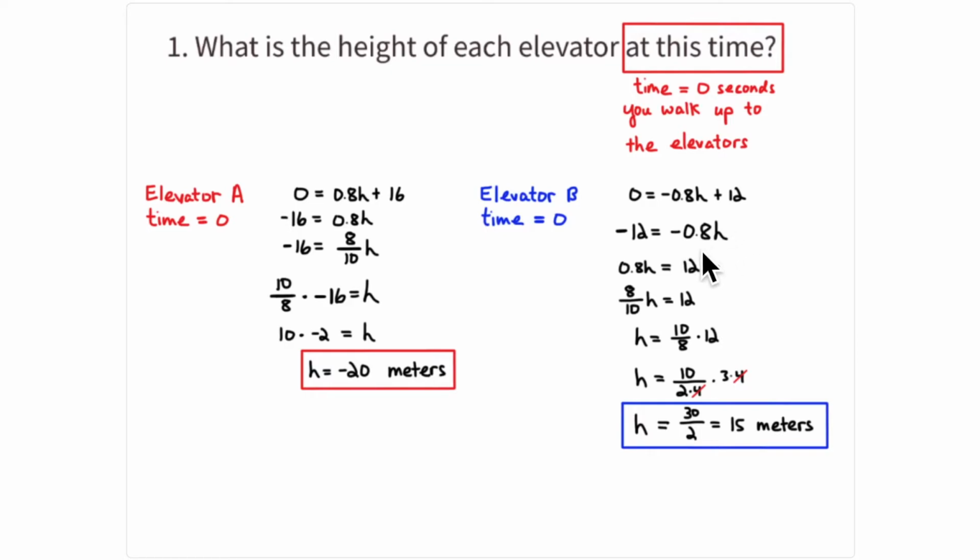Now remember, it's going in the opposite direction. This is going down. So it's a negative 8/10 seconds per meter, or 8/10 seconds per negative meter. So it's actually going down. So at some point in time, 12 seconds before you showed up, it had to have been at 15 meters. This has to equal negative 12. Well, negative 8/10 times what height equals negative 12? That's 15 meters. That's the answer down here.